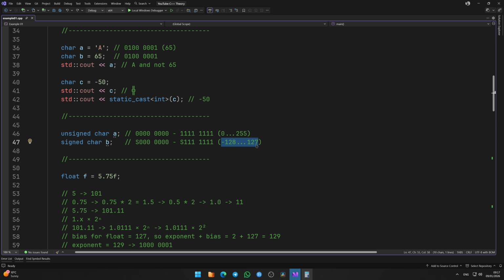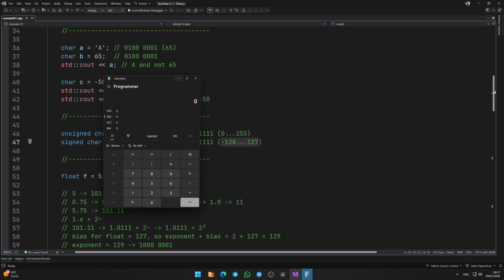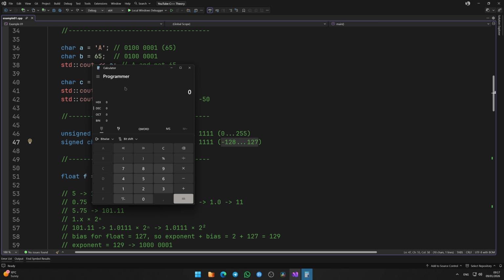So how do we figure out the smallest negative number using a calculator? Well, a signed char takes up 1 byte. In the calculator's programmer mode, you can choose the bit size in the center. Byte equals 8 bits, word equals 16 bits, dword equals 32 bits, and qword equals 64 bits. Select byte. In the earlier lesson, where we looked at data types, we saw that signed char ranges from -128 to 127.